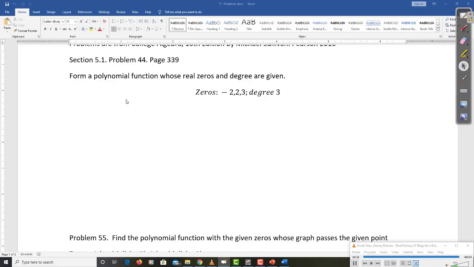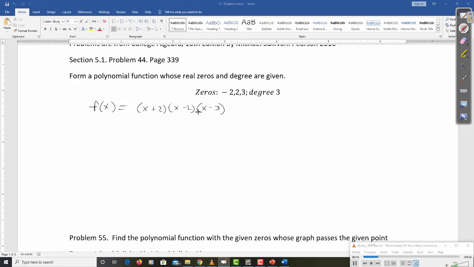So this is problem 44. We're going to form a polynomial function, the zeros and degree given. So like we said, I'll call this one f. I'll try and call the next one something different. You start off with the zeros. If negative 2 is a 0, x minus that has to be a factor, so x plus 2. If positive 2 is a 0, x minus that has to be a factor, so x minus 2. If 3 is a 0, x minus 3 has to be a factor.